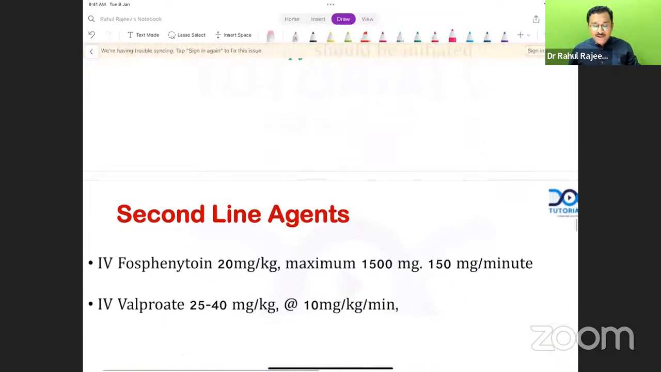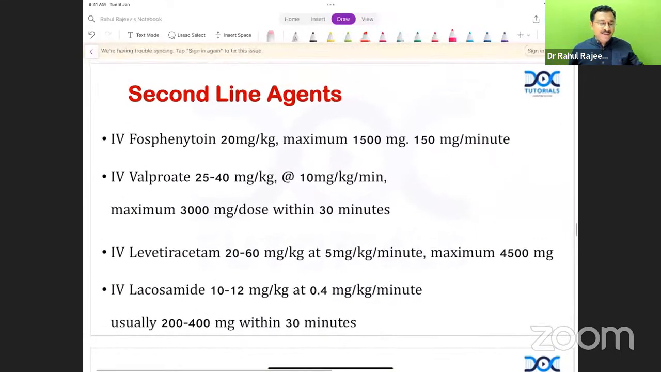Okay, right. Now, what are the second line options that you have? Anti-epileptics, as we have learned right from our MBBS days, there are a lot of options. So here also as second line, you've got multiple options. Number one, you've got IV fosphenytoin, which you can give. Even phenytoin also you can give. But you know that fosphenytoin has certain pharmacological advantages over phenytoin. So fosphenytoin, 20 mg per kg. The same is the loading dose for phenytoin as well.